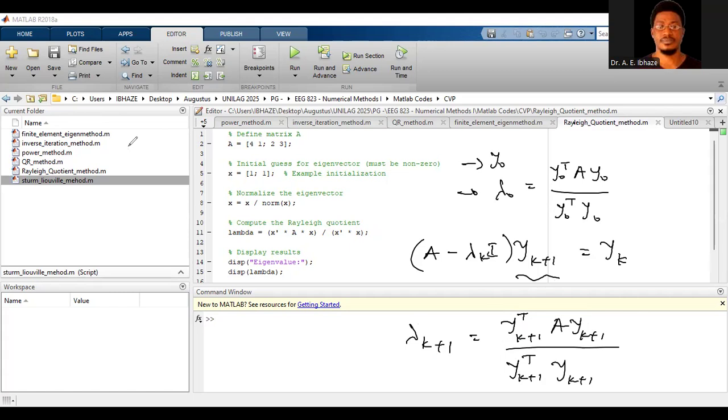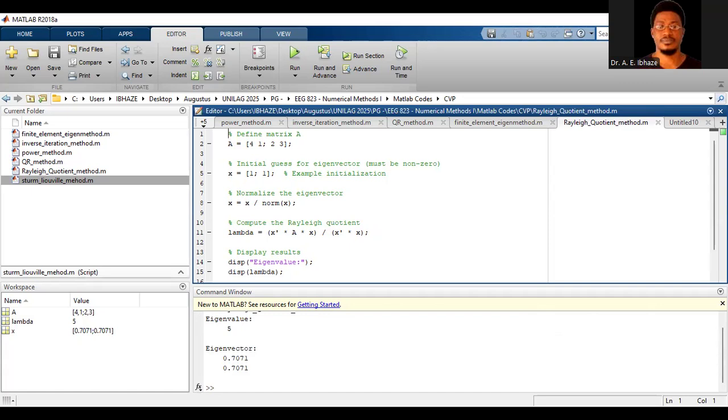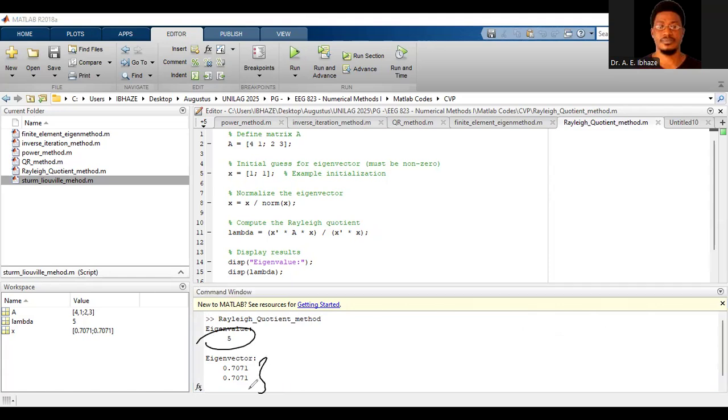But the interesting thing about the Rayleigh quotient method is fast convergence. If you want to achieve fast convergence near a target eigenvalue, then this just does the job with a high level of accuracy, especially for symmetric matrices. So let's run this. And that's what it is. Okay, so the target eigenvalue in our case is 5, and then we also have the eigenvectors estimated.